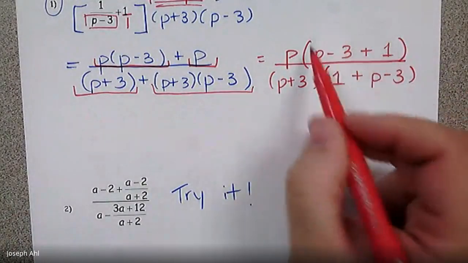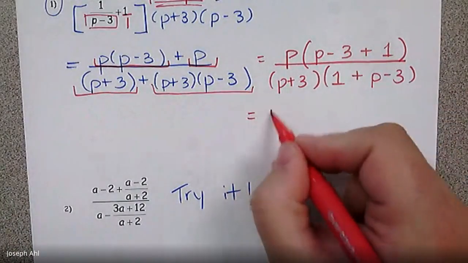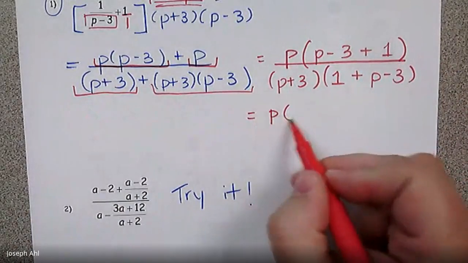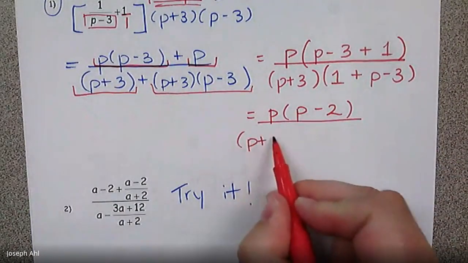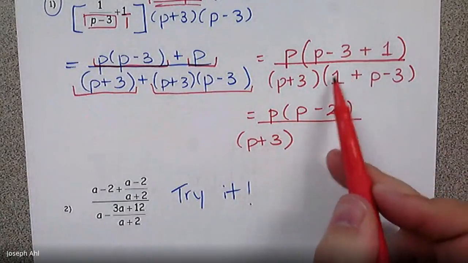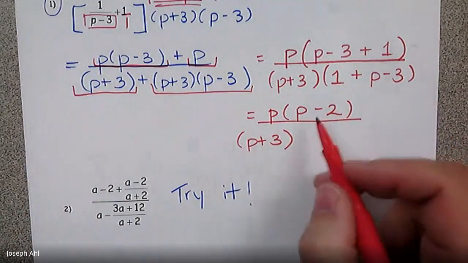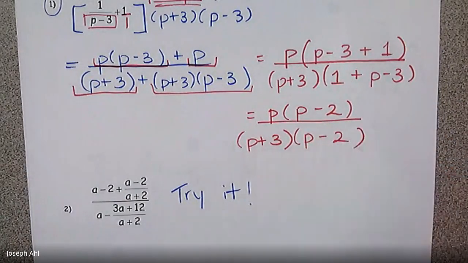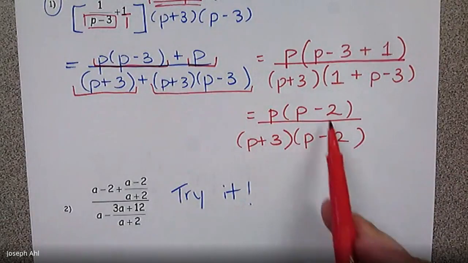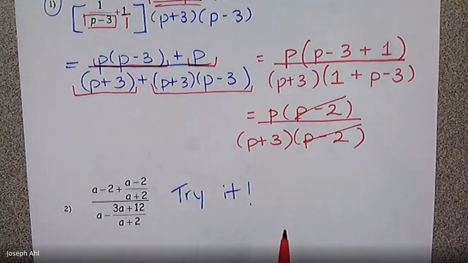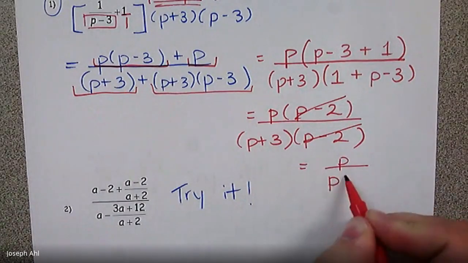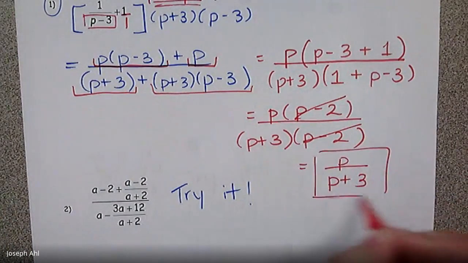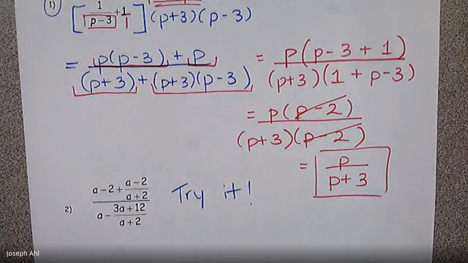All right, so clean up what's inside the parentheses. Inside the parentheses in the numerator, negative 3 plus 1 is going to be p minus 2. In the denominator, 1 minus 3 is going to also give you a p minus 2. So therefore, cancel those p minus 2 factors on the top and bottom, and the final answer is p all over p plus 3.